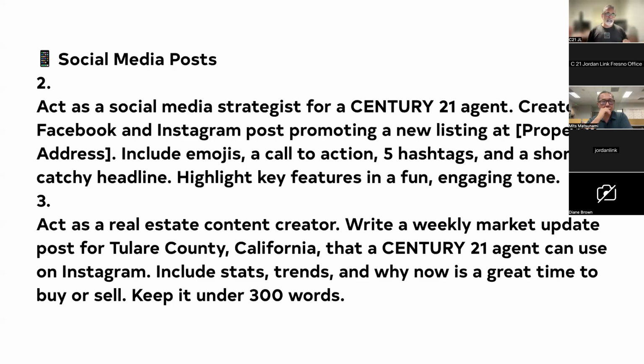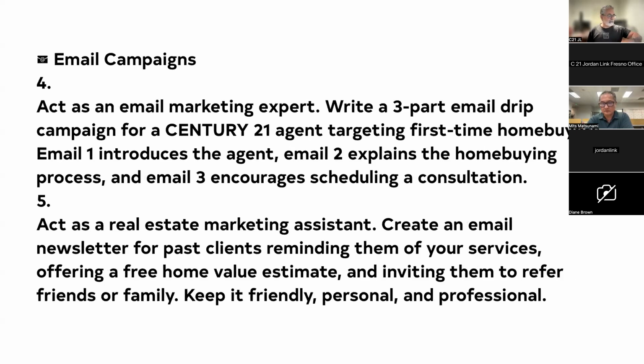Hopefully, I haven't lost anybody. So it says, write a weekly market update post for Tulare County that a Century 21 agent can use on Instagram. Include stats, trends, and why now is a great time to buy or sell, under 300 words. Take that and rephrase it. I'm going to go to the next one so I don't go way over. The fourth one was act as an email marketing expert. See, if you guys notice, everyone is an act as. So now it says, write a three-part email drip campaign for a Century 21 agent targeting first-time home buyers. Email one, introduce the agent. First, he's got to know who you are.